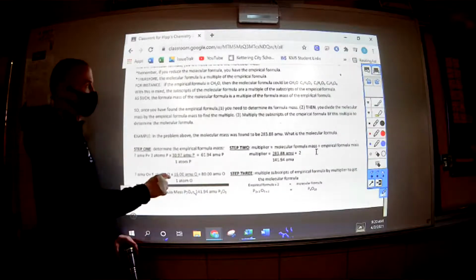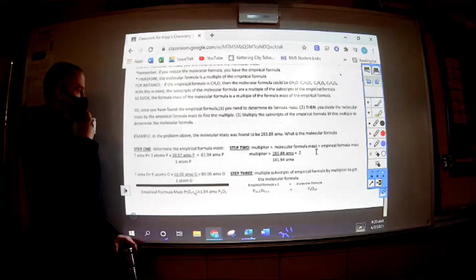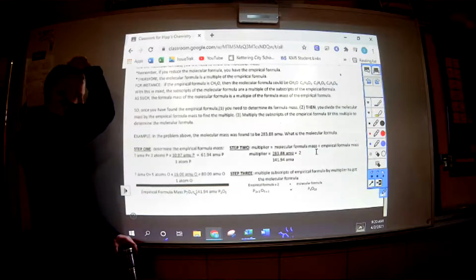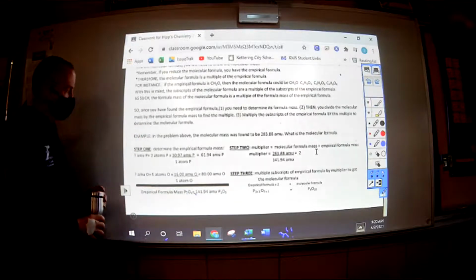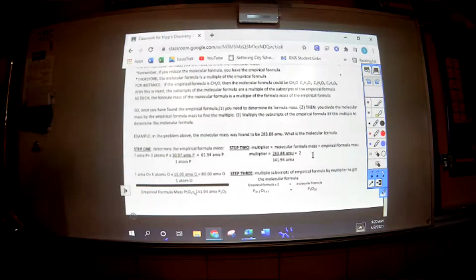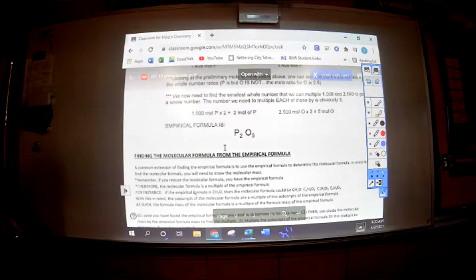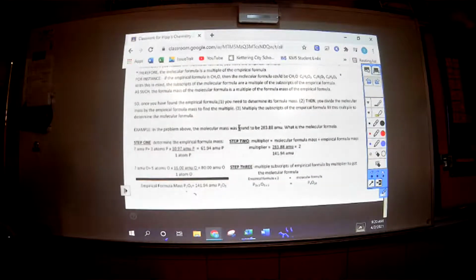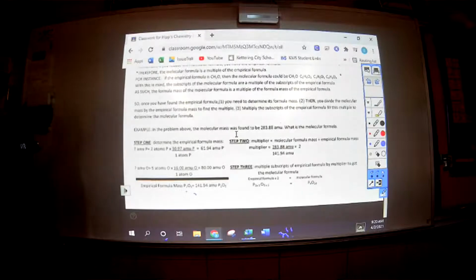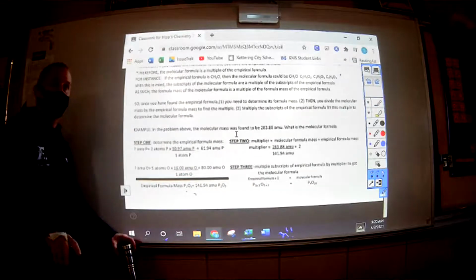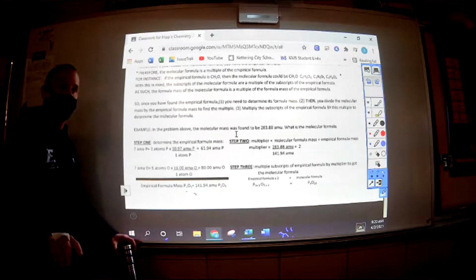So if I'm trying to find the actual molecular formula and I know the empirical formula, I can get this done. So in the problem above, we found out the empirical formula was what? P2O5, yes? That was the empirical formula. That doesn't mean that's a molecule. That doesn't mean that's the actual molecular formula. If we know that the real molecule has a mass of 283.88, I can find the real formula. Here's how I do it.